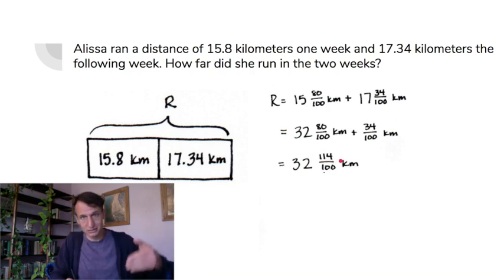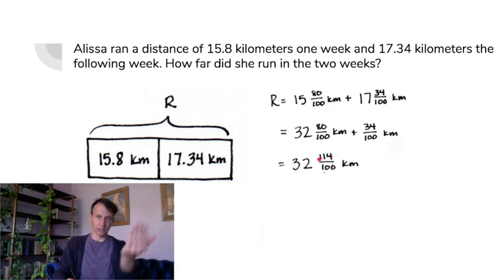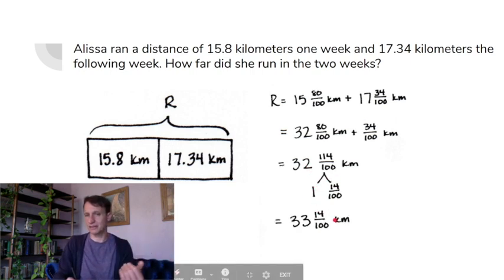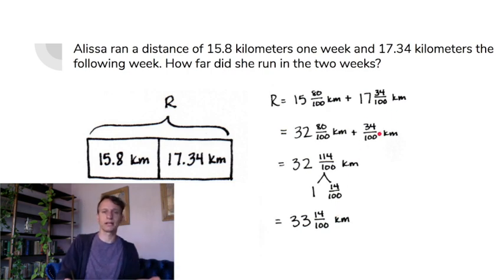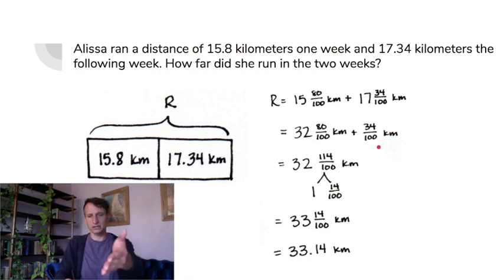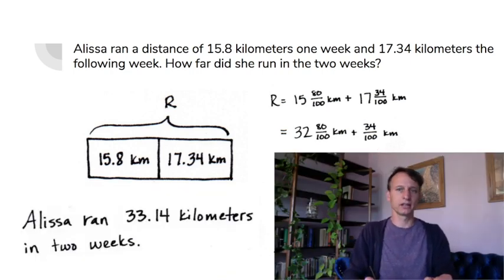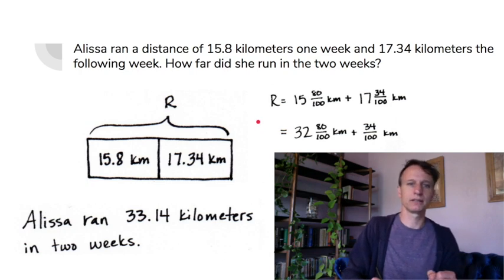114/100 kilometers. Yes, and we can pull out the 100/100, which will be another 1 whole. So 32 plus 1 is 33, leaving 14/100. So there it is. See, there's the 1 whole, and leaving 14/100. So 33 and 14/100 kilometers. But again, we were asked the question in decimal form, so our answer in our statement will be written also in decimal form. So Alissa, big runner that she is, 33.14 kilometers in 2 weeks. Go Alissa, you're running. Let's move on.